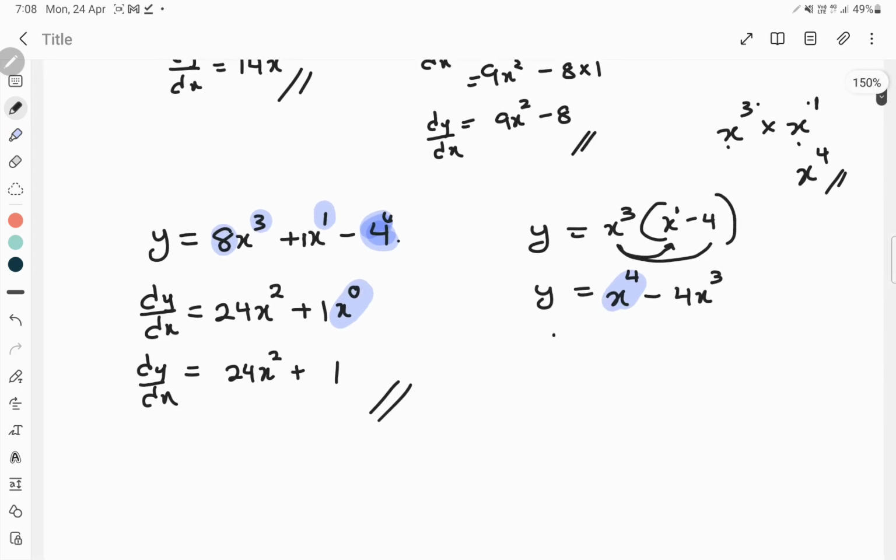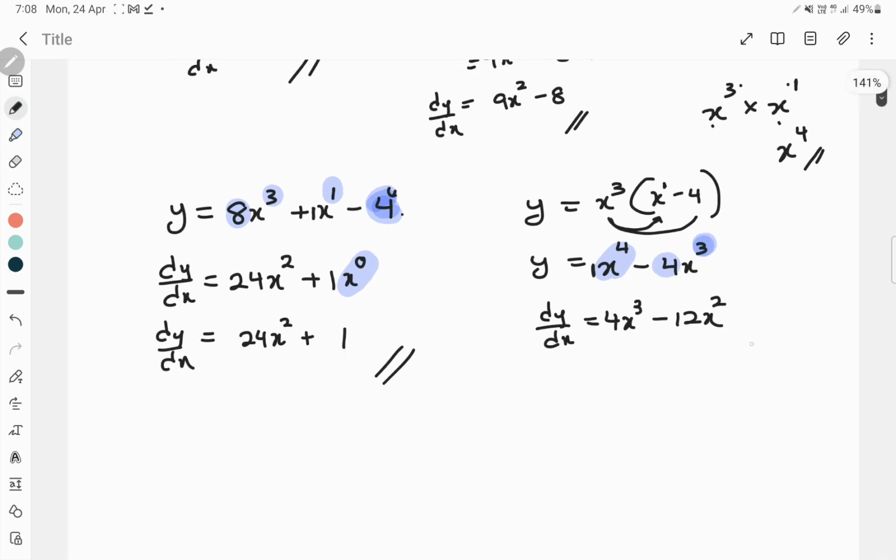Alright, dy over dx is equal to, you multiply by the front number, even though it's not written, it's 1. So 4 times 1 is 4. And from the power you subtract 1, 3. Minus, then from the next term, so 4 into 3, that's going to be minus 12x. So from the power you need to subtract 1. So that's going to be 2. Alright, I hope it's clear for you.